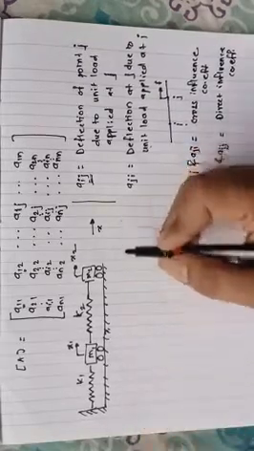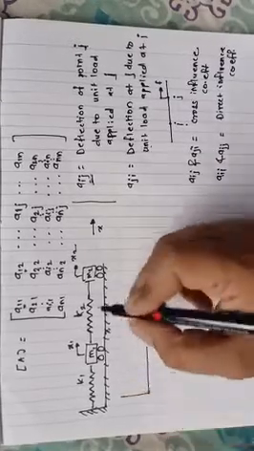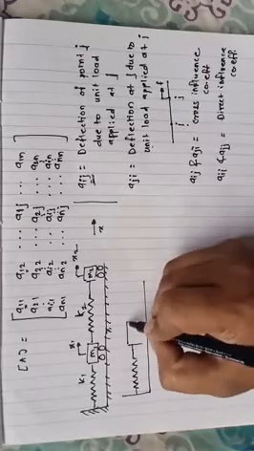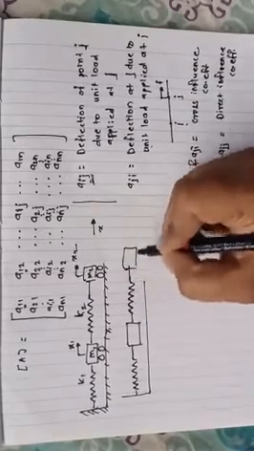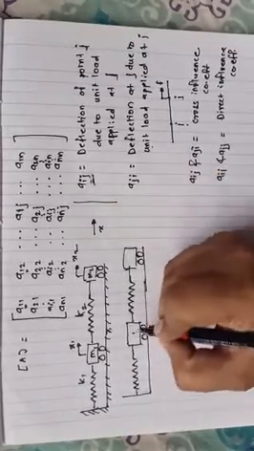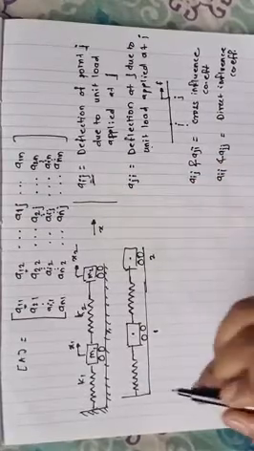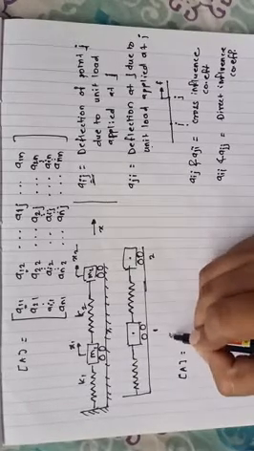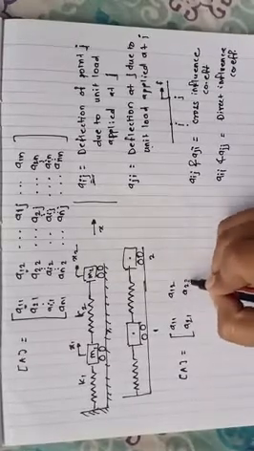So to derive those particular coefficients, we will again draw this example. Suppose this is point 1 and this is point 2. For this particular example, the matrix A will be given as A11, A12, A21 and A22.